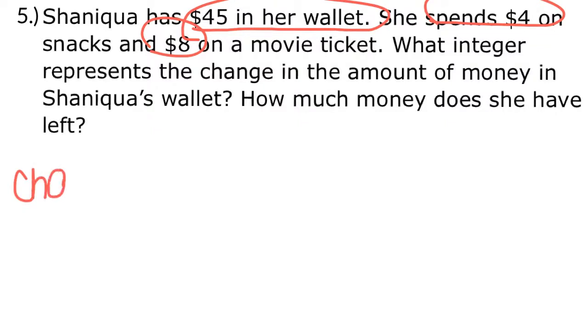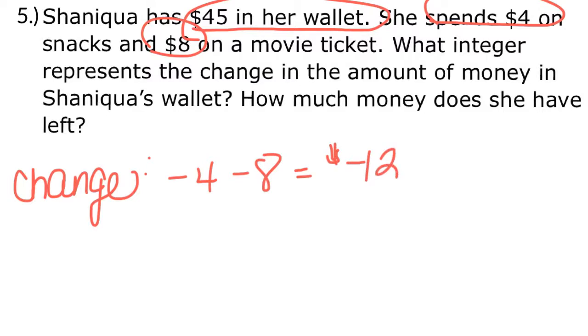Oops. Sorry, my hand keeps hitting the bottom. Okay, this change. The first change was spending $4. Is spending 4 a positive or a negative? It's a negative, so minus 4. Then she also spends $8. So the next change is minus 8. Can you all tell me how much that Shaniqua spent at the movies? Very good. She spent negative $12. So we have answered what integer represents the change in the amount of money in her wallet. The change is negative $12.